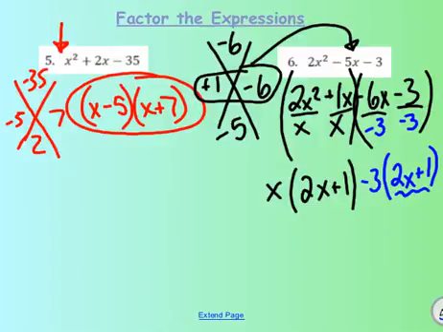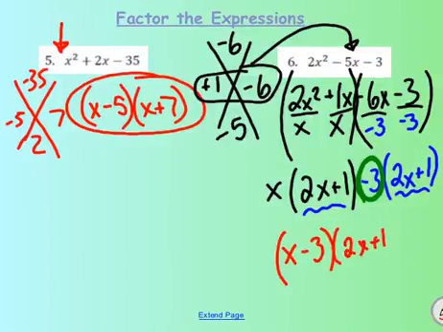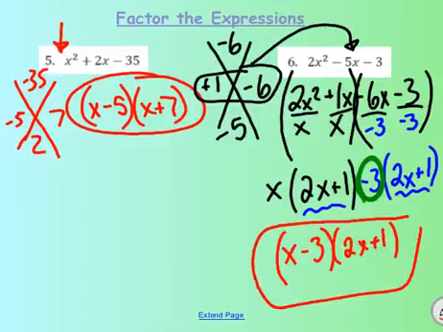So I look at this 2x plus 1, and I made these match by switching this to a negative 3. That's the key there in figuring these out. Now, x minus 3, 2x plus 1 is going to give me the factored expression completely.